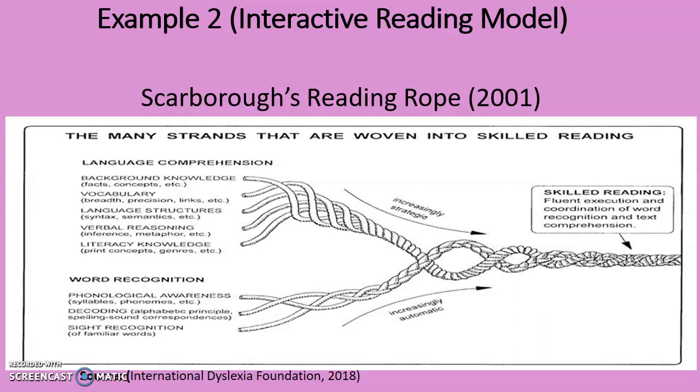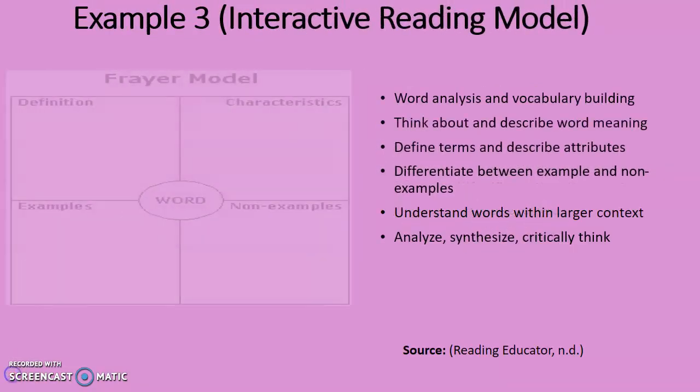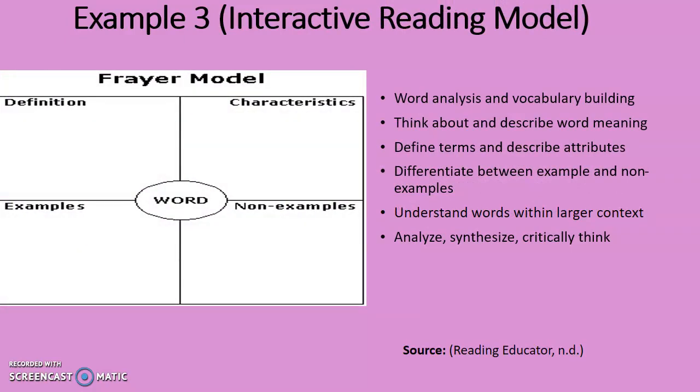We actually have to include all of the different processes working together. So here's another interactive reading model, and this is Frayer's model. I love using the Frayer model in my classroom. I feel like my students really understand and connect to content. This is when word analysis and vocabulary building takes place. You can use it in all kinds of different ways to define terms, describe attributes, and differentiate between examples and non-examples. It helps students to understand words within larger content, applying, synthesizing, and critically thinking.